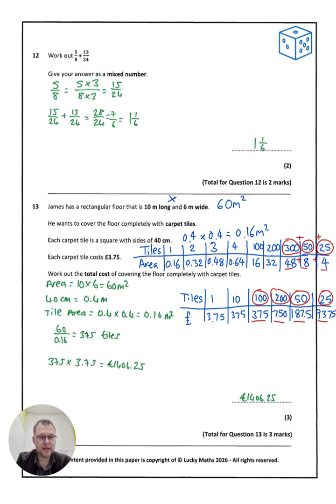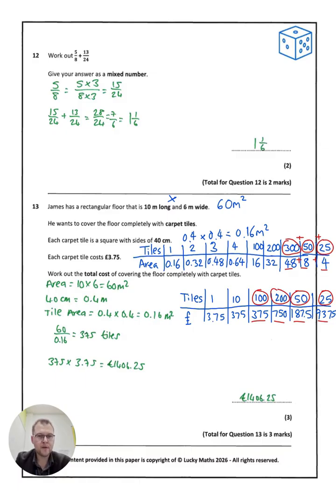So I've chosen to use, again, a big ratio table. If one tile is 0.16, 2 tiles will be double that. I've gone 3 and 4, but I've then gone straight to 100 tiles, 200 and 300, because the numbers needed to kind of get closer to 60. So I've chosen to try and increase the numbers quite dramatically. 300 tiles, we know, covers 48 meters squared. That's what I've worked out.